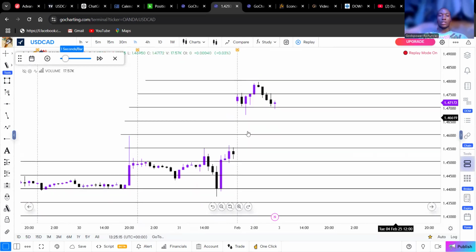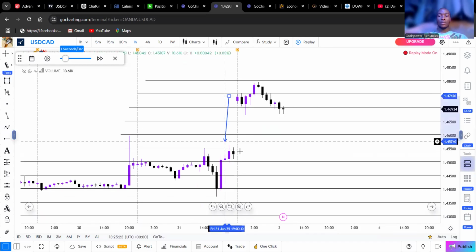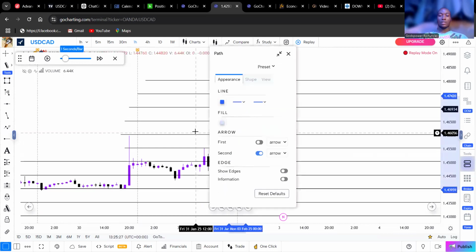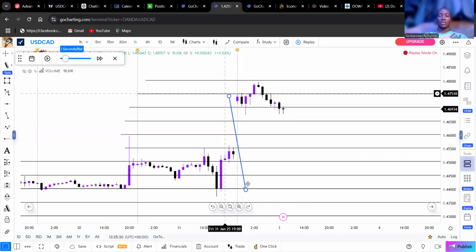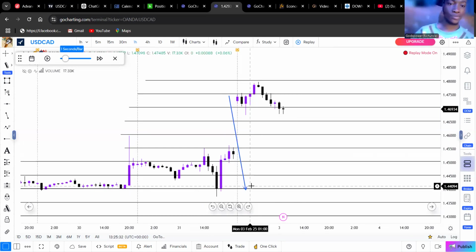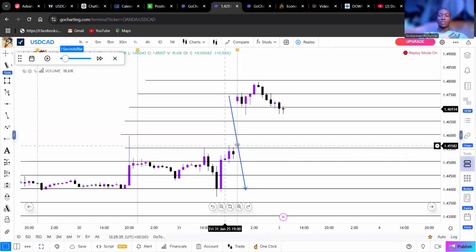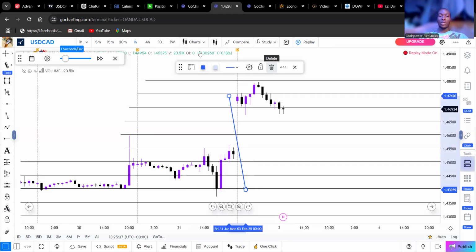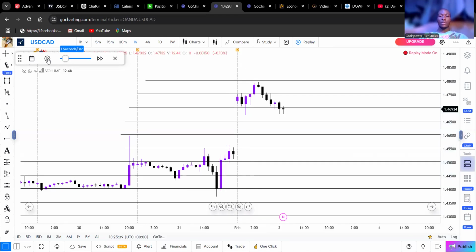The goal was to cover this gap in the shortest period of time, from here to here. At least that was the goal, to cover this gap. So that was what the market was going to do, and those experienced traders already know. So let's just keep going.